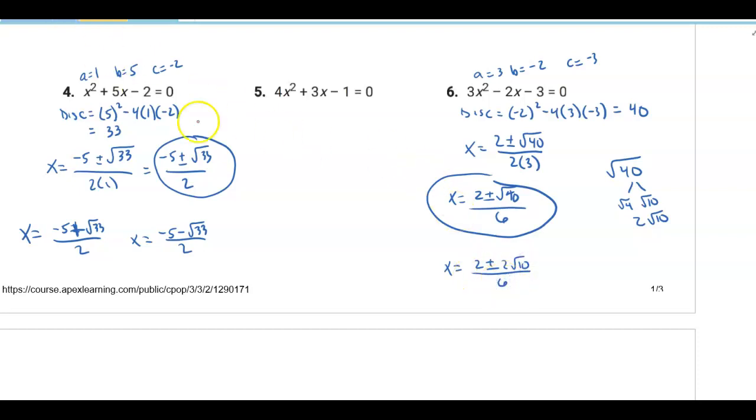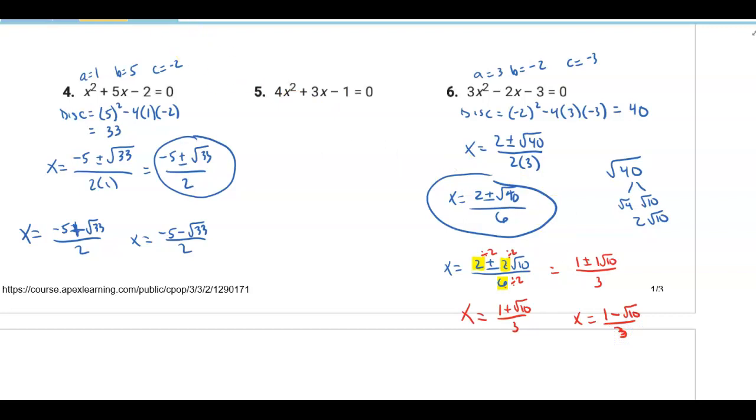6. But if you notice here now, right, 2, 2, and 6 can all be divided by 2. And when I divide all of these by 2, they see this as being 2 divided by 2 is 1, plus or minus 2 divided by 2 is 1 root 10, all over 6 divided by 2 is 3. So now they want you to see the answers as being 1 plus the square root of 10 over 3, and the other one being 1 minus the square root of 10 over 3.